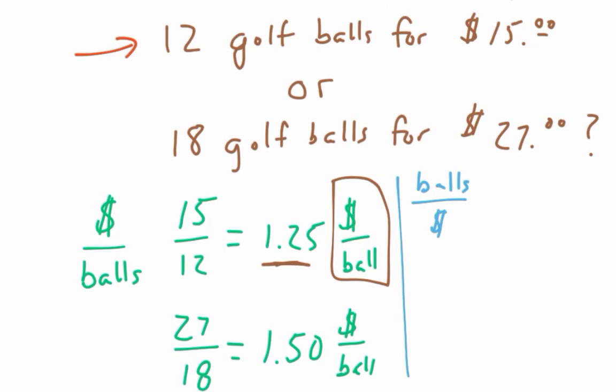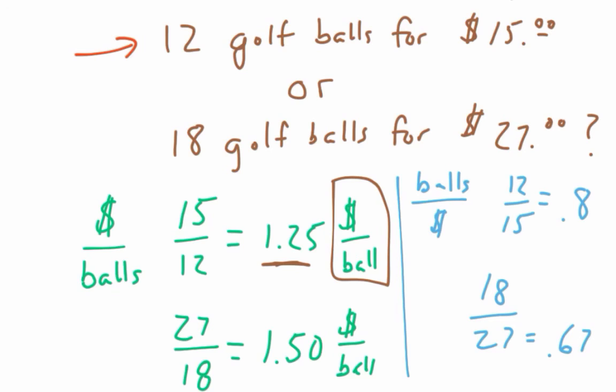Whereas if instead you were to divide the numbers the other way, my first one here is going to be 12 divided by 15. That's 12 balls for $15. And my second one was 18 golf balls divided by 27. Now as I punch the math in for those, 12 divided by 15 gives me 0.8. So I get 80% of a golf ball for $1. Then if I do 18 divided by 27, I get 0.67, so two-thirds of a golf ball.